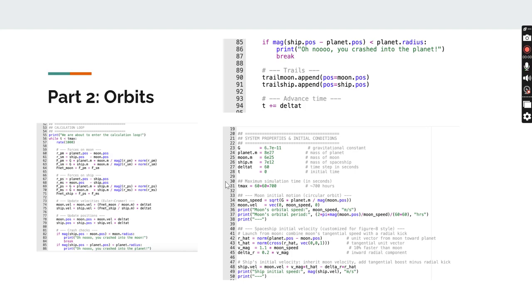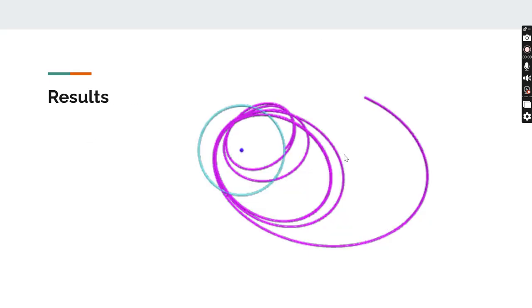Part 2, about orbits. This was our code. And then the results, as you can see, the spaceship modeled by the purple line traveled in numerous circles around the star and the moon without crashing into either one.